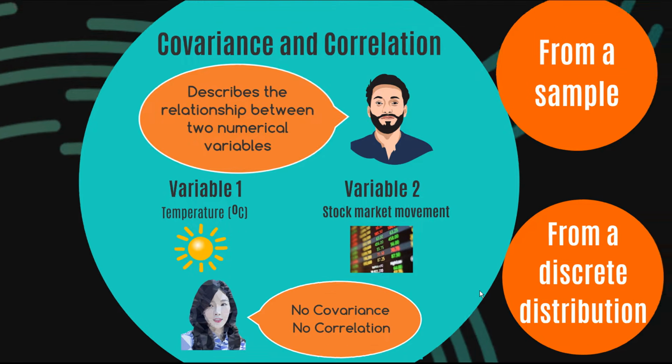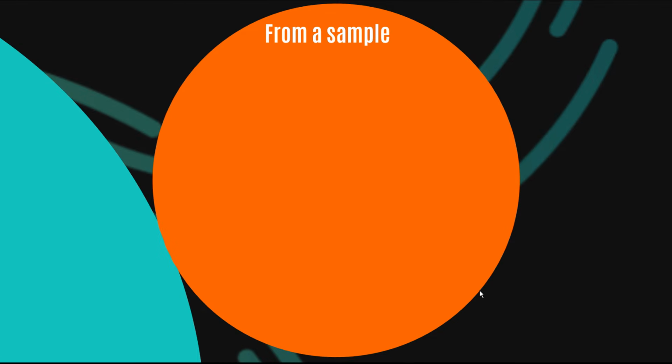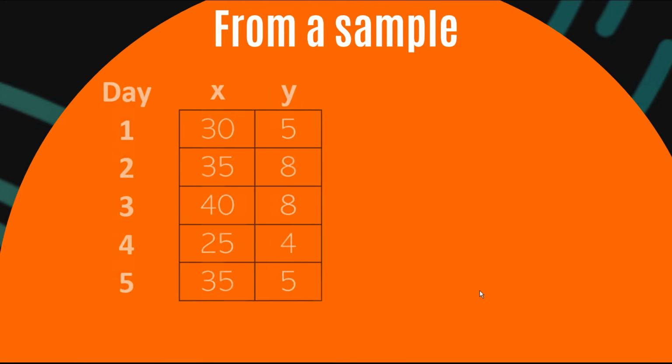Well, I think that's best exemplified by using an example. So let's move on to seeing how they're calculated from a sample. So here we have two variables, x and y. And we've got 5 different days on which they have been sampled. So on day 1, let's just say stock x was $30, stock y was $5, and then on day 2, stock x jumped $5, stock y jumped $3 to go to $8.